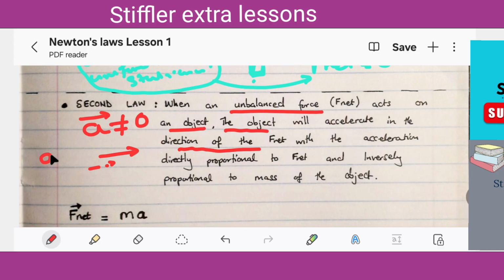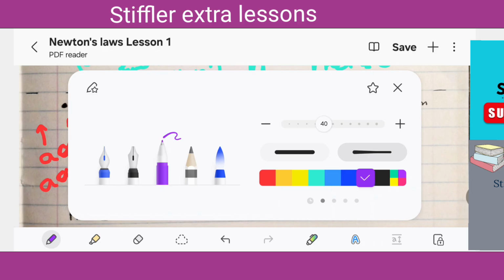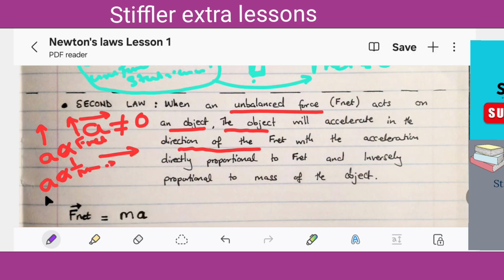So our acceleration is directly proportional to F net and inversely proportional to mass. It means that if we increase the F net, the acceleration also increases. If we decrease it, the acceleration also decreases in that order. And if we decrease the mass, since these are inversely proportional, our acceleration will increase.